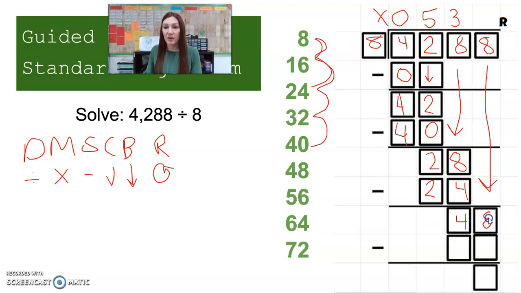How many times does 8 divide into 48? 1, 2, 3, 4, 5, 6 times. 6 times 8 is 48. 48 minus 48 is 0. So our quotient is 536 with no remainder.